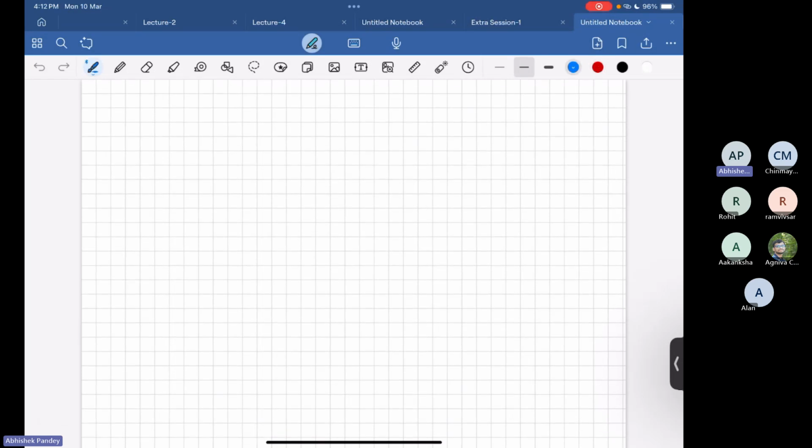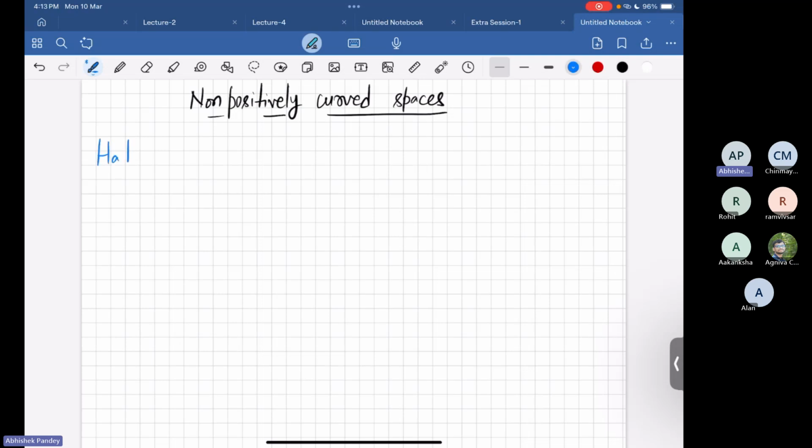Okay, so basically, the theory of non-positively curved spaces starts with the work of Hadamard, around 1898. Hadamard considered a surface.